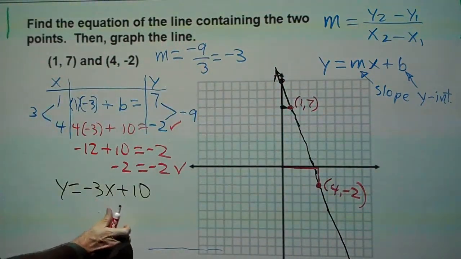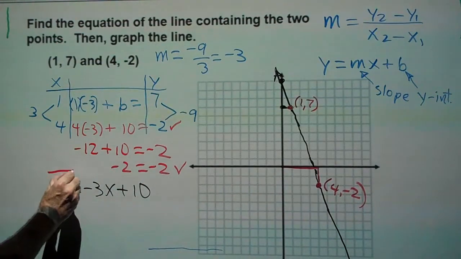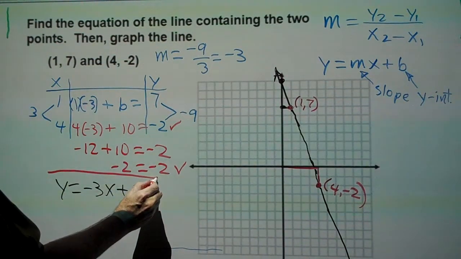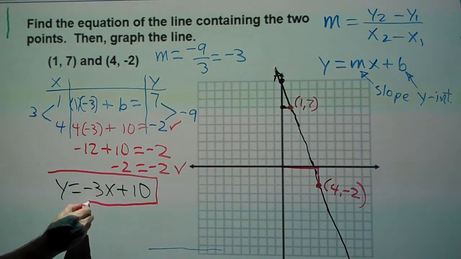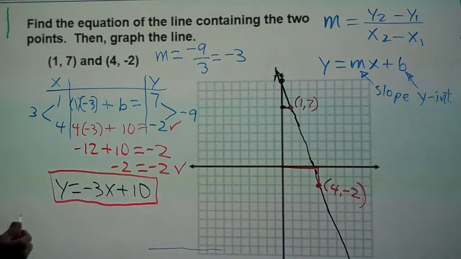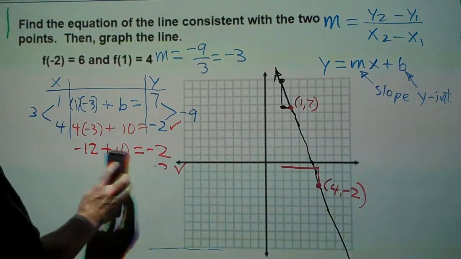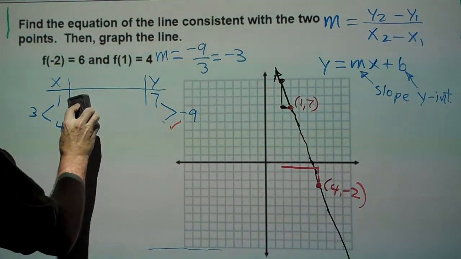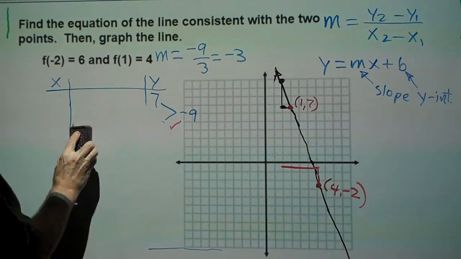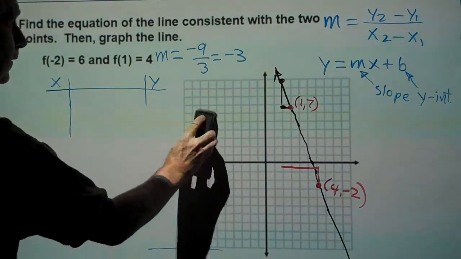our equation. So now we're certain that our equation of the line containing the 2 points is y equals negative 3x plus 10. Okay, we're going to go to another problem. I'm going to leave my 3-column process chart right here.